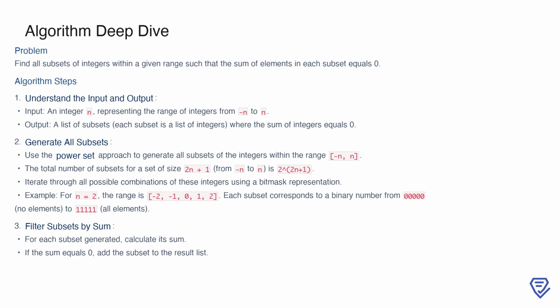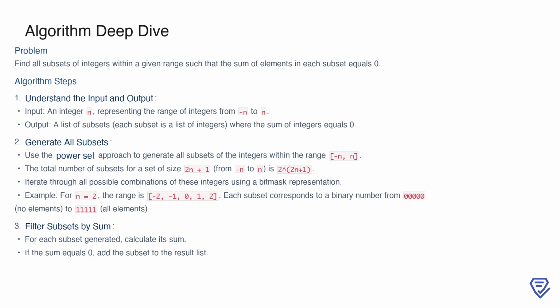The first step in the algorithm is to generate all subsets of integers within the range -n to n. To do this, we use the power set approach, which involves iterating through all possible combinations of the integers in the range. For a range of size 2n plus 1, the total number of possible subsets is 2^(2n+1). By representing these subsets using a bit mask, we can efficiently encode whether each element is included or excluded. For instance, if n equals 2, the range is -2, -1, 0, 1, 2, and each subset corresponds to a binary number, such as 00000 for no elements and 11111 for all elements.